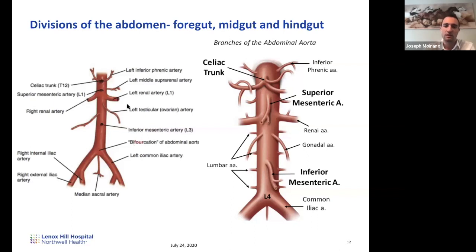The main thing to take away before we really get into them is that the foregut is supplied by the celiac trunk, the midgut by the superior mesenteric artery, and the hindgut by the inferior mesenteric artery. As you can see, there are also a ton of other branches coming off the abdominal aorta here. We're not going to go into many of those now, but I want to make you aware that there are so many other branches coming off the aorta.